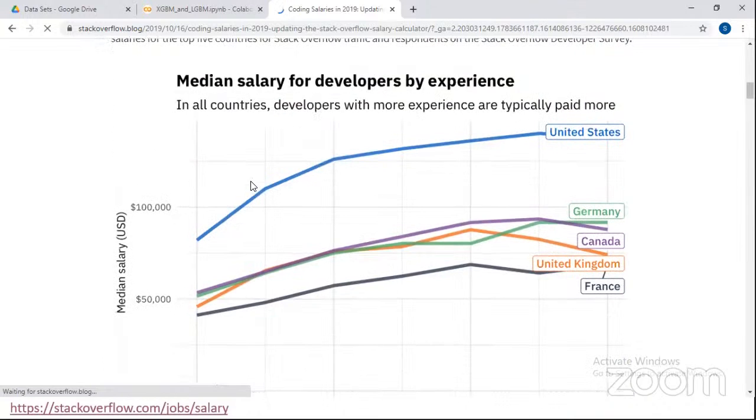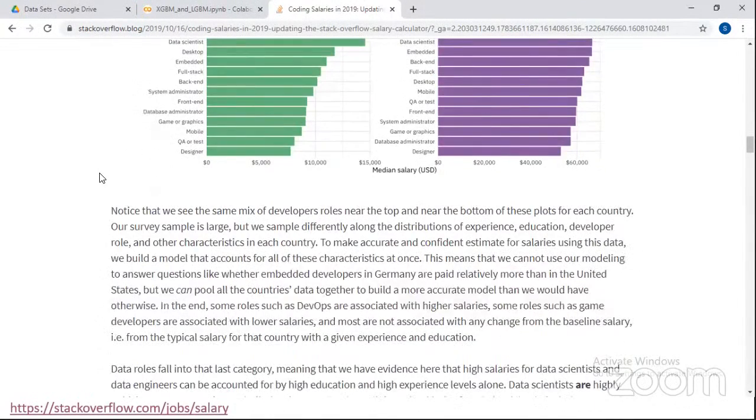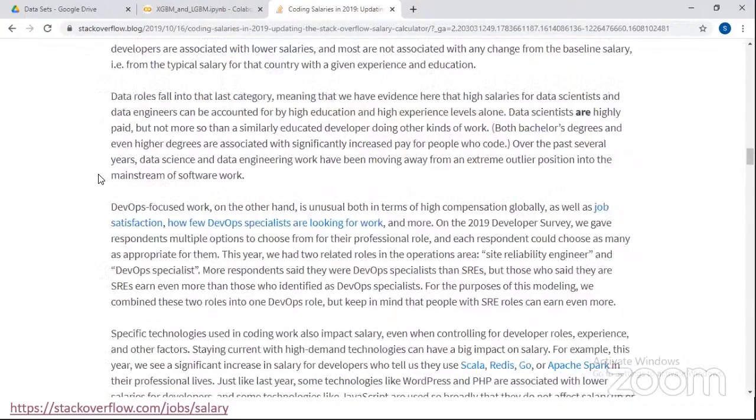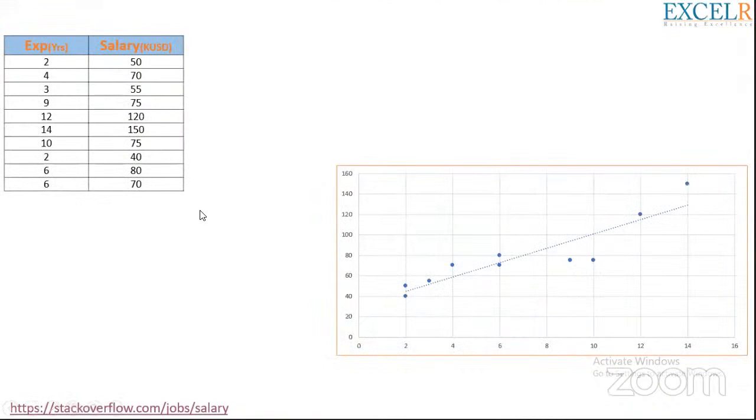They also have given some other insights, probably can go through that. So median salary for different types of developers. So these are the other technologies, probably you can also have a look at it. Right, so building a model to estimate the salary. So they have used multiple linear regression equation. So whatever we are going to discuss, that is what they have used in the website, to predict the salary based on the different parameters, right?